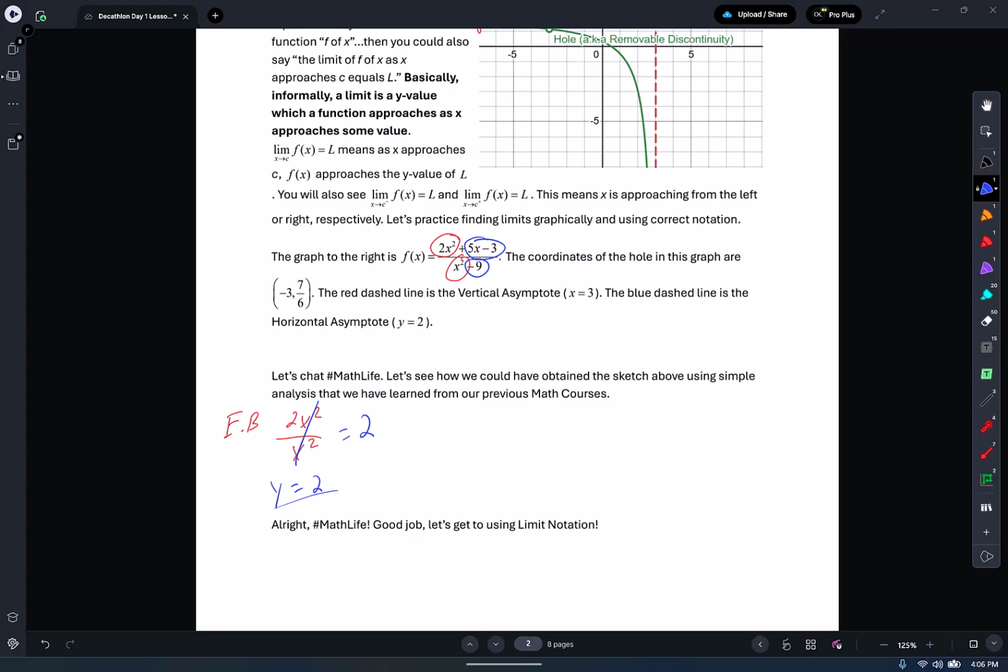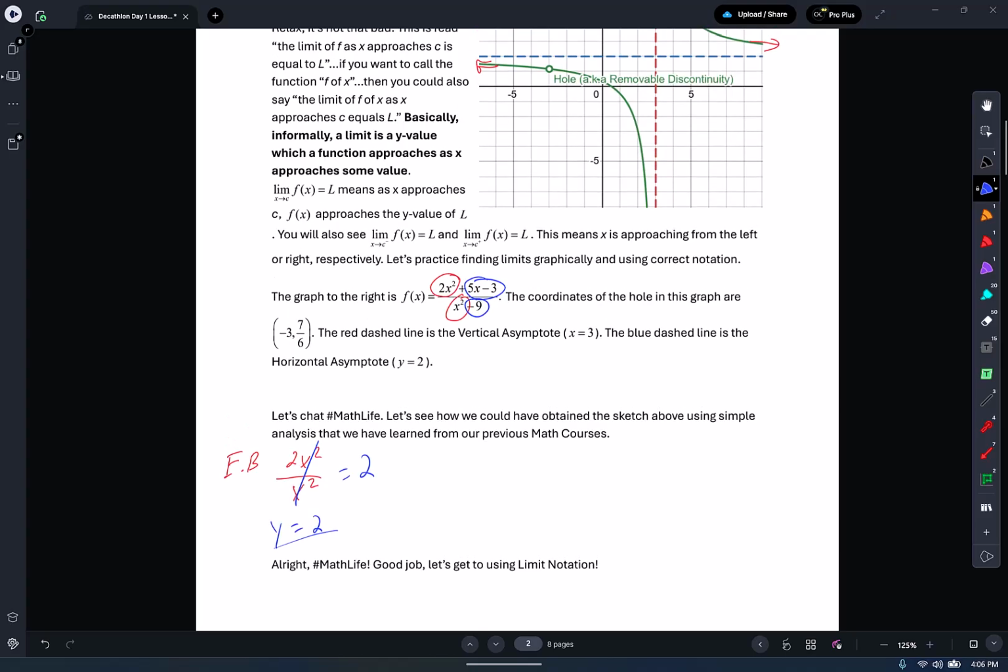Does that make sense? Yeah, and it's okay if it doesn't, guys. So my end behavior again. So this is for this right here. So that's how we got the horizontal asymptote.